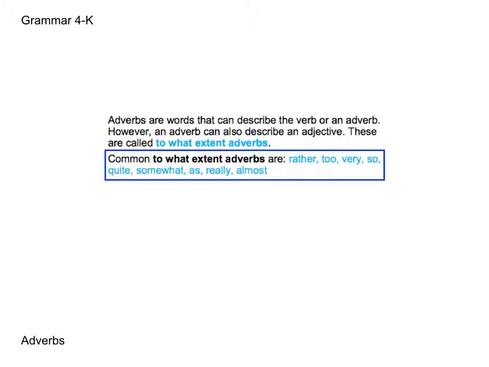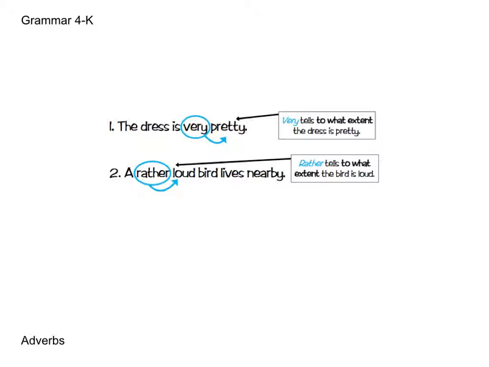So there are plenty of other to what extent adverbs, but these are the ones we're going to focus on a lot in this booklet. So now we're going to look at the examples underneath that. We have, the dress is very pretty. So pretty is a PA, a predicate adjective. It's describing the dress in the predicate. Very is describing how pretty or to what extent the dress is pretty. So that is going to be an adverb in this sentence. Notice it's not describing the verb, it's describing an adjective.